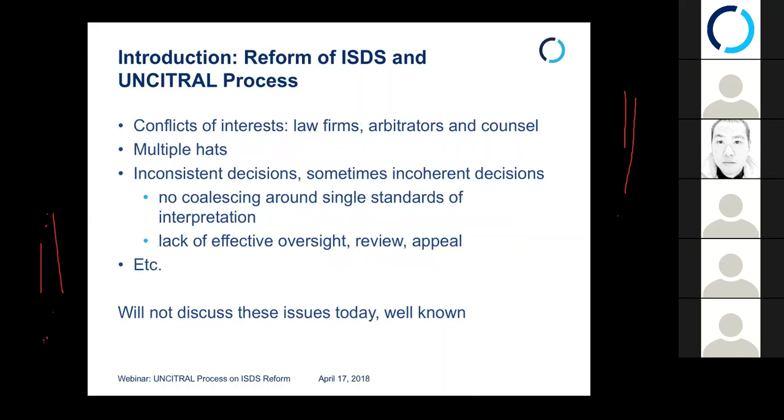We see a number of inconsistent decisions, sometimes what can really only be described as incoherent decisions, especially in view of previous or other alternative approaches. There's no ability for the system to coalesce around a single standard of interpretation on key issues. There's a lack of effective oversight in terms of review and appeal processes, and so on. We're not going to discuss any of those issues in detail today. What we want to talk about today is the process for reform relating to some of those issues, or many of those issues.